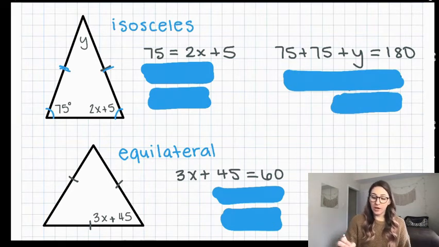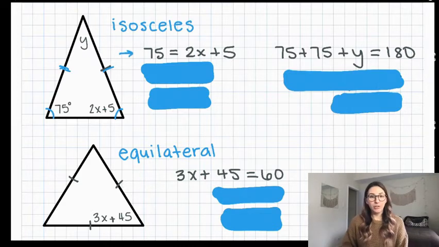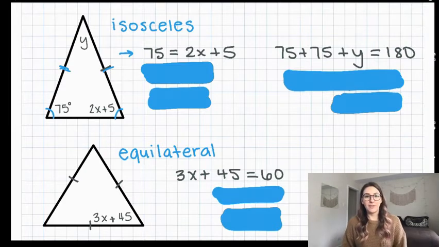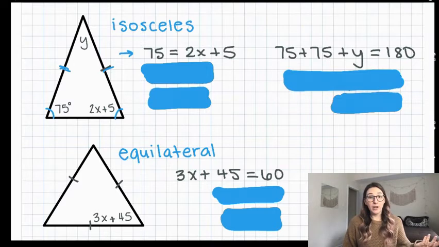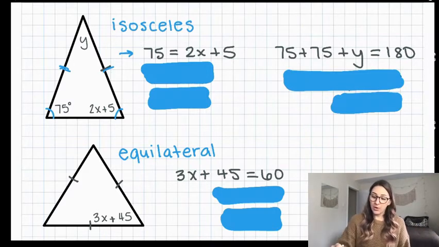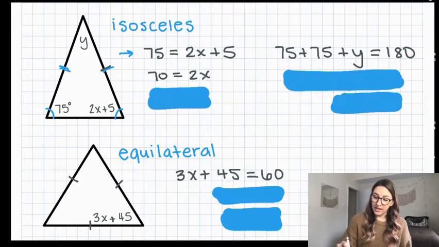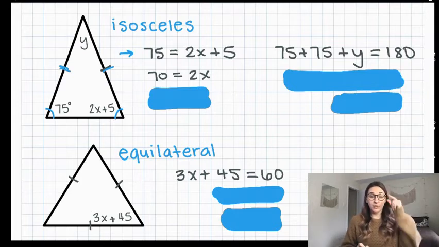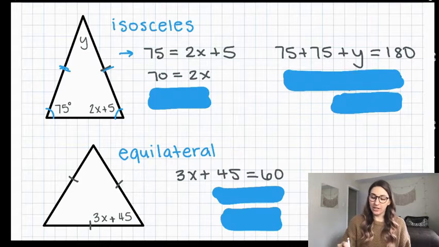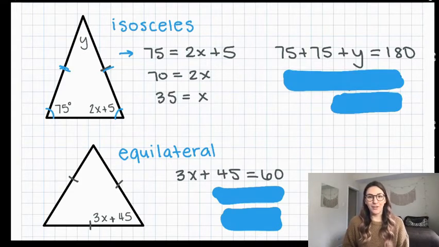So we set up the equation by making them equal to each other. 2x plus 5 equals 75, or 75 equals 2x plus 5. Then we go ahead and we solve that equation just like we know how to. We subtract the 5 on both sides to leave us with 70 equals 2x. And then we divide by 2 on both sides to leave us with x equals 35. Of course, you can plug that in to check your answer, or you can check it really quickly in your head to make sure that it makes sense.